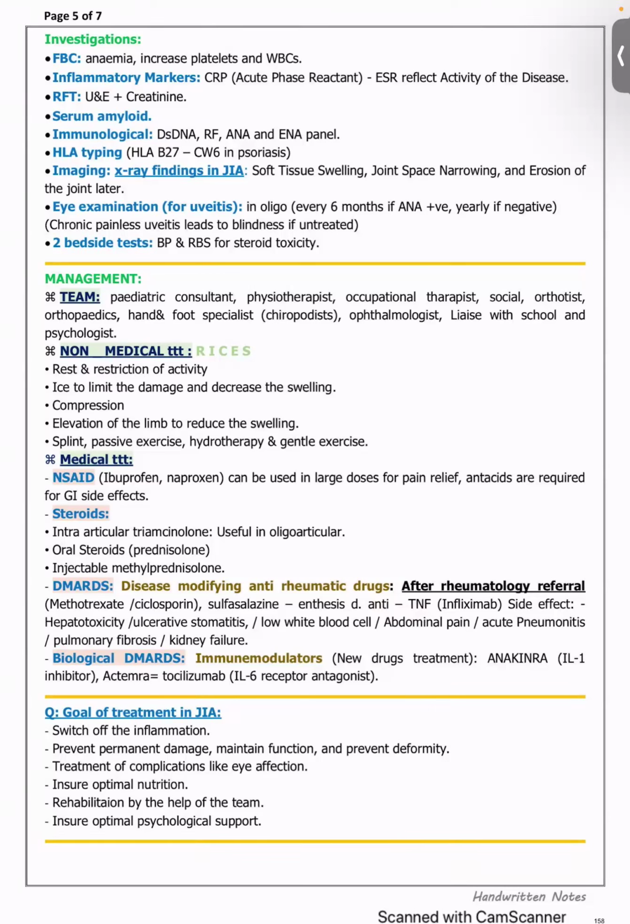You will write it in your history. You will definitely ask very specifically for the nutrition. Rehabilitation by the help of the team, psychological support group, and you will also give support therapy to the patients, like the mothers who are having the kids with this JIA who are thriving well. This is called a support group. And this support group, support therapy, you will also advise to the patient if that is coming to you in the exam.